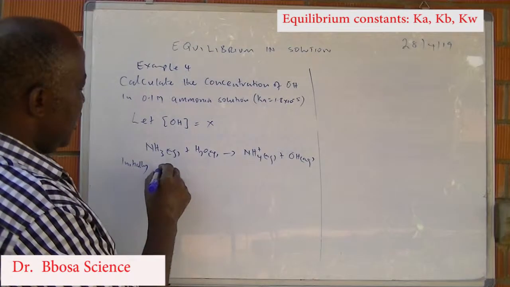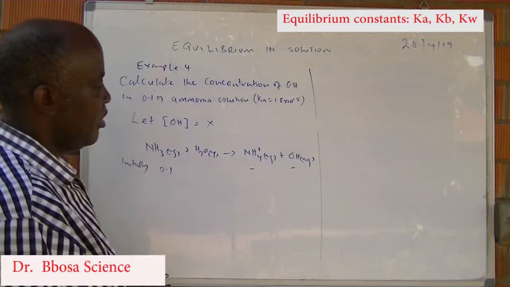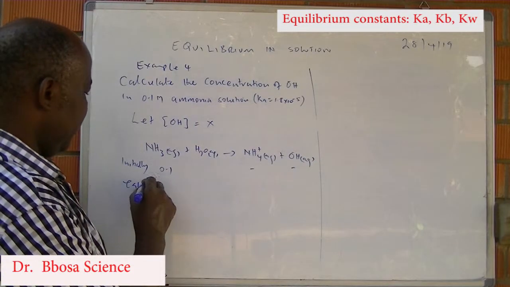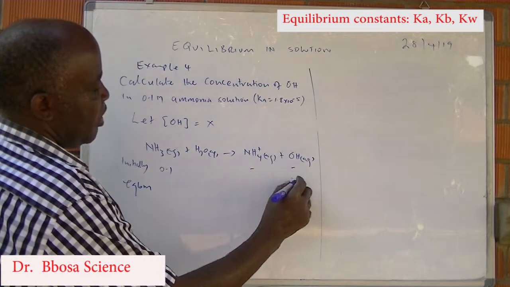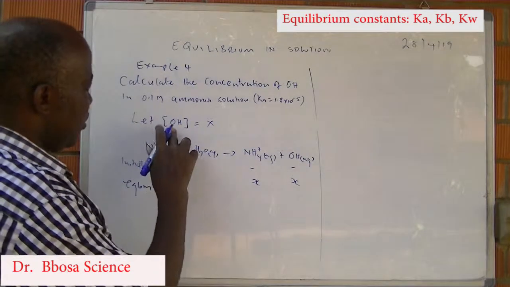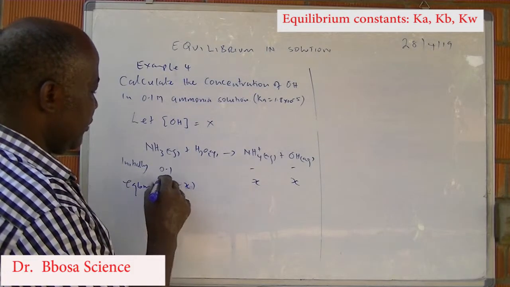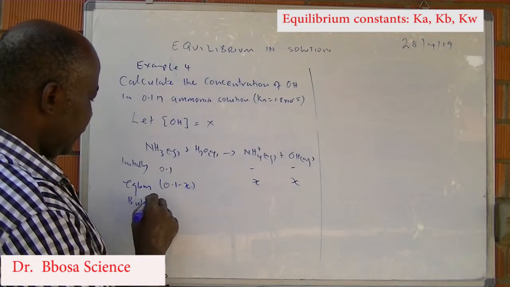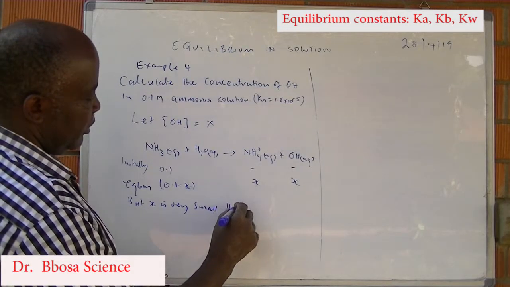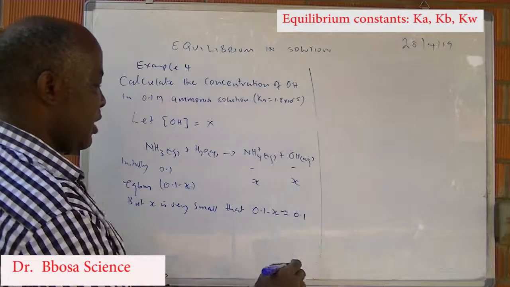Initially, we have 0.1. We have no moles of hydroxide ions. We have no moles of ammonium ion. At equilibrium, we have said the concentration of hydroxide ion is X, equal to the concentration of ammonium ion, X. The concentration of the ammonia will be equal to 0.1 minus X, but X is very small, so that 0.1 minus X is approximately equal to 0.1.